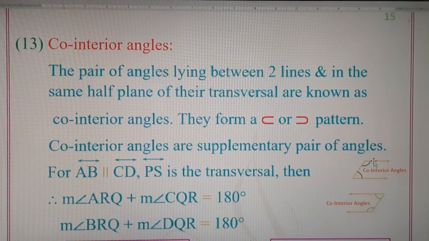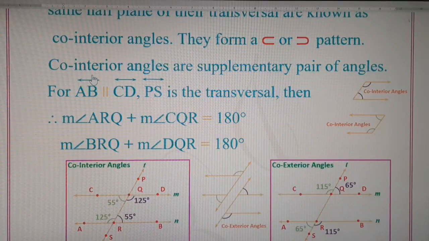Children, we have to understand for two parallel lines and a transversal, if the C pattern is formed, the angles lying inside the C pattern will be supplementary pair of angles. That means the sum of measures of both these angles will be 180. If one angle is given as 100 degree, we can say the other co-interior angle will be 80 degree because their sum total should be 180 degree, because co-interior angles are supplementary. So let us see the diagram of co-interior angles.